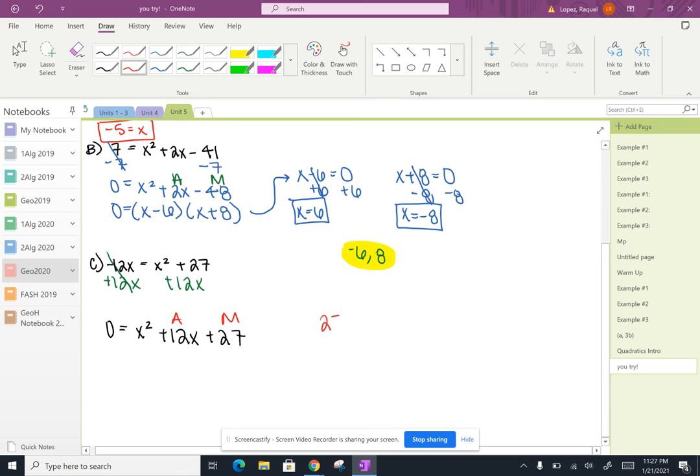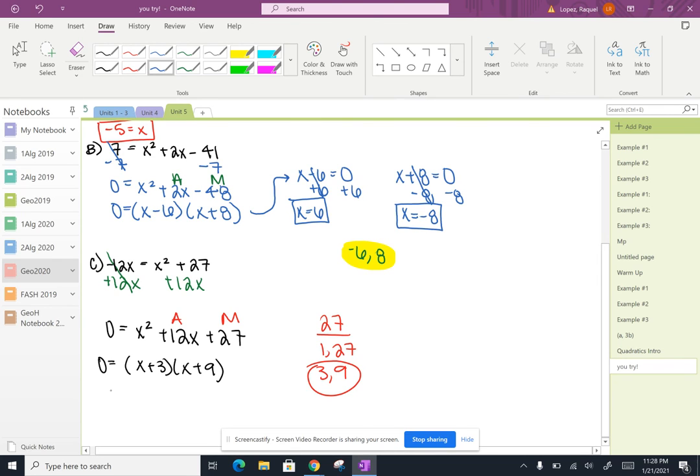Now that we're here, I'm looking for 2 numbers that add to positive 12 and multiply to positive 27. So let's think of numbers that multiply to positive 27. I've got 1 and 27, and I've also got 3 and 9. And I think that's it. Of these numbers, 3 and 9, when I add them together, give me 12. So when I substitute them into my factored form, since 3 and 9 are both positive, I'm going to have x plus 3 and x plus 9.